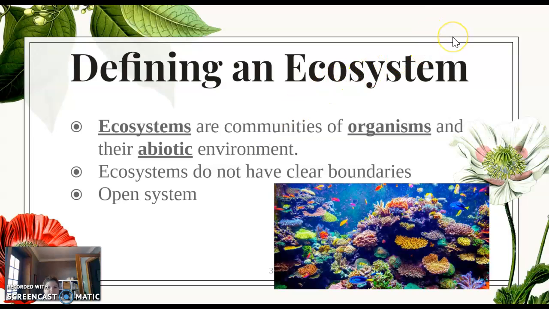Defining an ecosystem. We talked a little bit about ecosystems when we discussed levels of organization. Ecosystems are communities of organisms, so different populations living together, but also their abiotic factors. An abiotic factor is anything that is not alive and that was never living. So water is not alive and it was never living. Rocks aren't alive, they were never alive. Air. These are all components of an ecosystem that are abiotic.